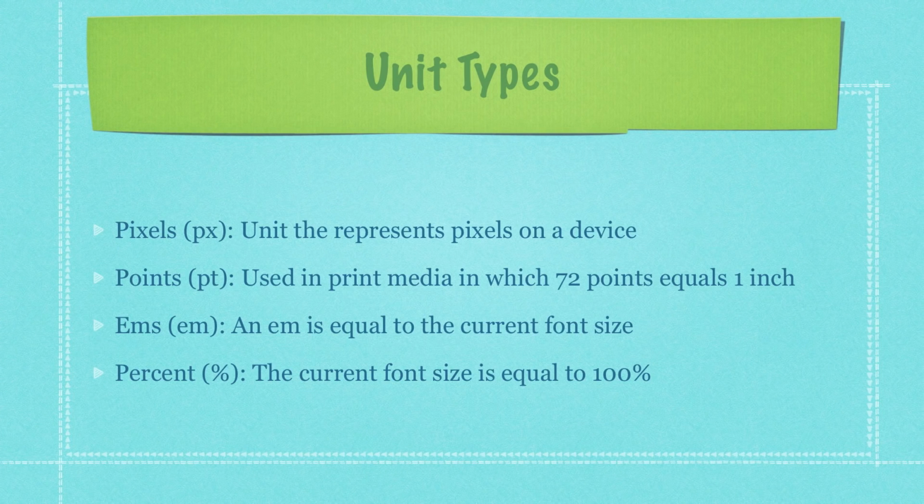EM is going to be equal to whatever the current font size is for your document. And percent is going to be based on the current font size being equal to 100%. So whatever the current font size is, 100% is going to be equal to that. And as we see these in examples, they're going to make a lot more sense.